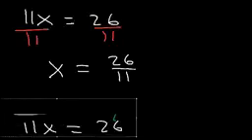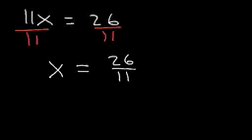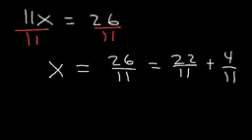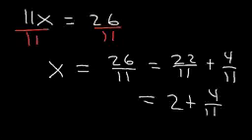So that's the answer. If you want to convert it to a mixed fraction, you can break down 26 into 22 over 11 plus 4 over 11, since 22 plus 4 is 26. 22 divided by 11 is 2, so as a mixed fraction the answer is 2 and 4 11ths.